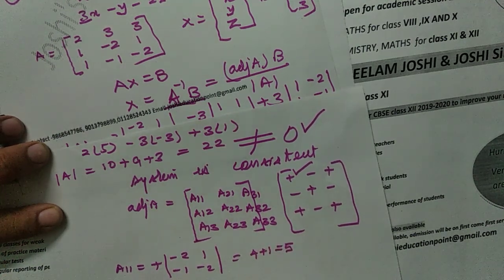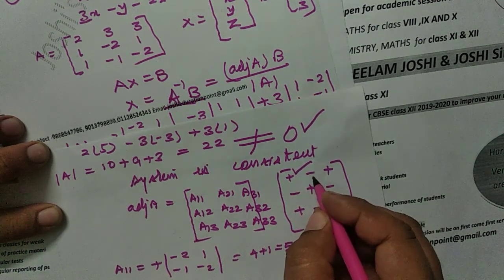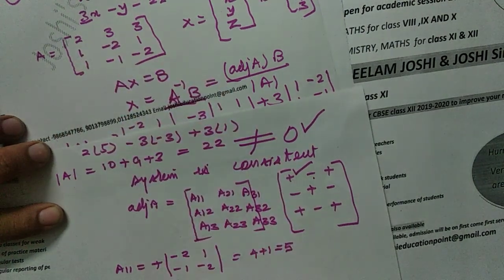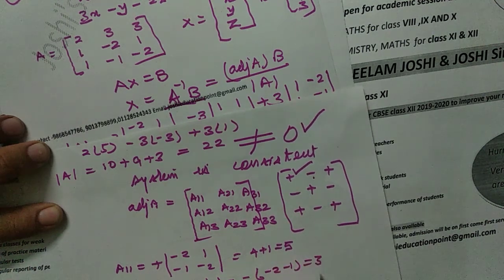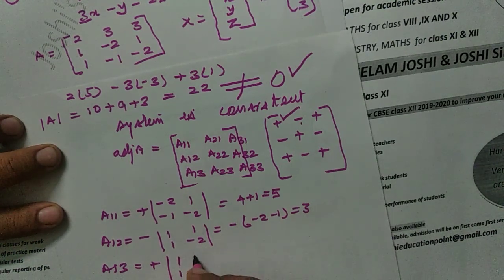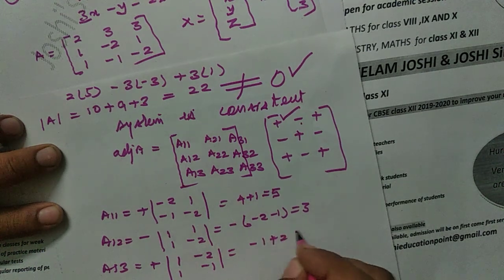Now I will calculate A12. A12 will be negative. This element. A12 is negative. So it is negative of what? It is (1, 1, 1 and minus 2). So we will get negative of minus 2 minus 1, that is equal to again plus 3. Now I will calculate A13. So A13 will be equal to, it is again positive. Positive of what? It is (1, 1, minus 2, minus 1). So that is equal to minus 1 plus 2, and it is equal to 1.